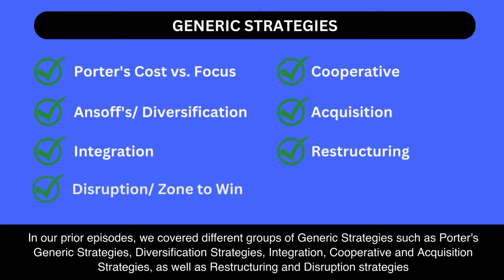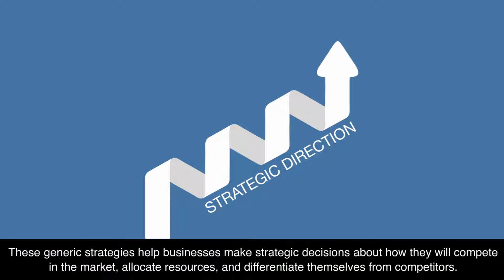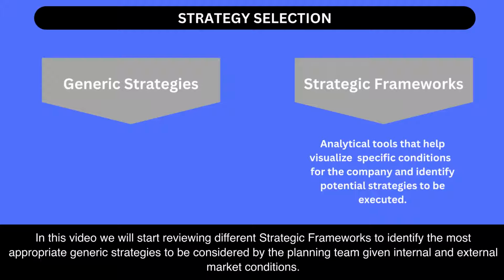In our prior episodes, we covered different groups of generic strategies such as Porter's generic strategies, diversification strategies, integration, cooperative and acquisition strategies, as well as restructuring and disruption strategies. These generic strategies help businesses make strategic decisions about how they will compete in the market, allocate resources, and differentiate themselves from competitors. In this video, we will start reviewing different strategic frameworks to identify the most appropriate generic strategies to be considered by the planning team given internal and external market conditions.